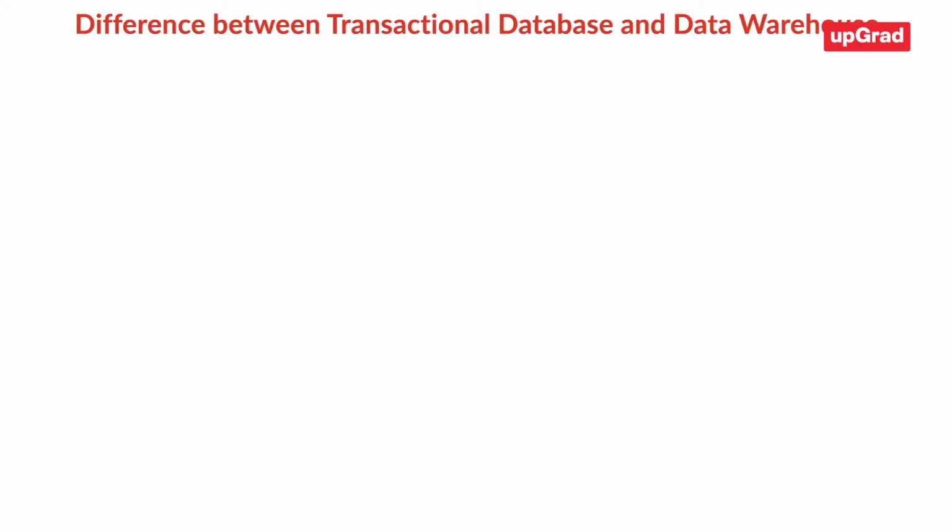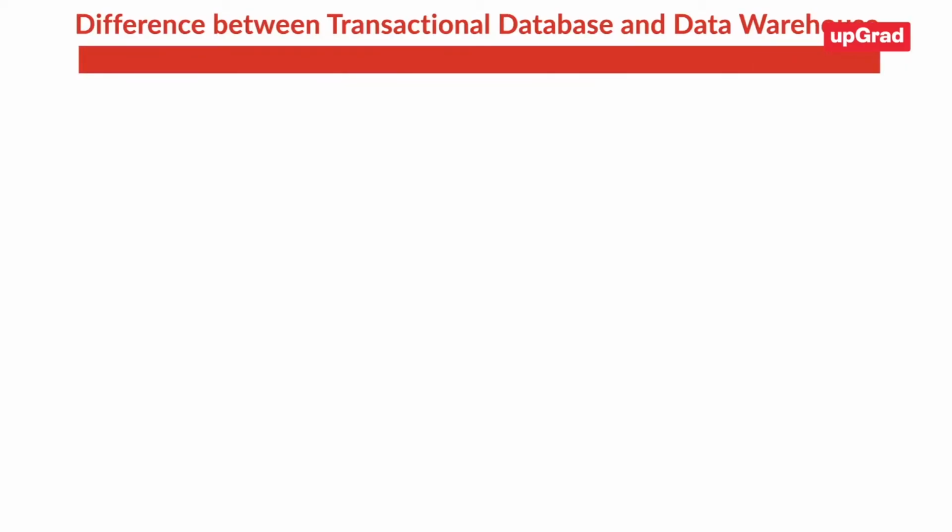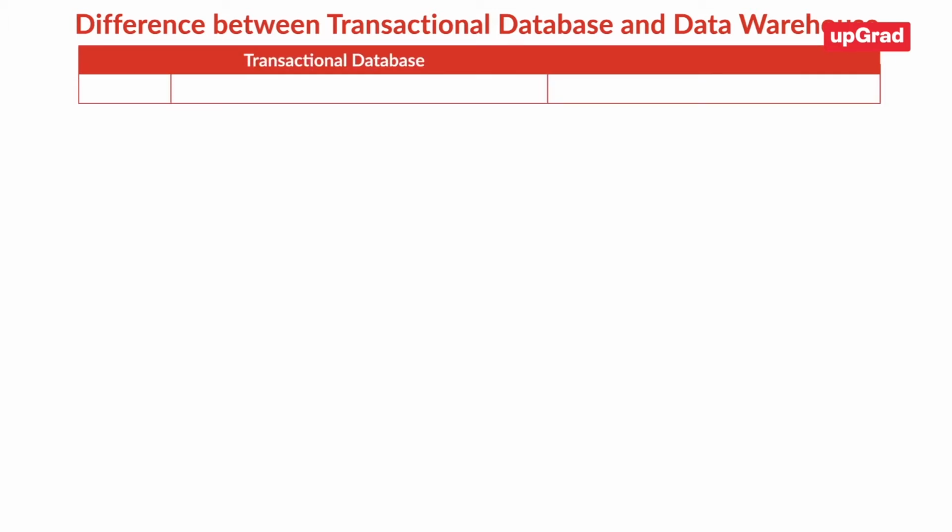So let us now try to contrast it with a data warehouse. So the data warehouse is intended for a completely different purpose. The transactional database is intended for carrying out business transactions, whereas a data warehouse is also a database, but it is intended for carrying out analysis, analytics, decision making.